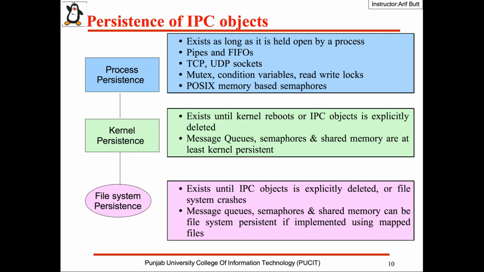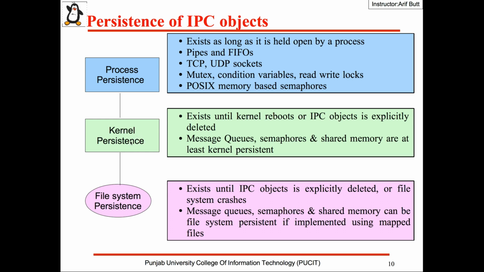Okay, dear students, the term persistence refers to the lifetime of an object. And let's talk about the persistence of IPC objects. There are three types of persistence: process persistence, kernel persistence, and file system persistence. A process persistent IPC object lives as long as it is held open by at least one process. Pipes, FIFOs, sockets, mutex, condition variables, and read-write locks are all process persistent.